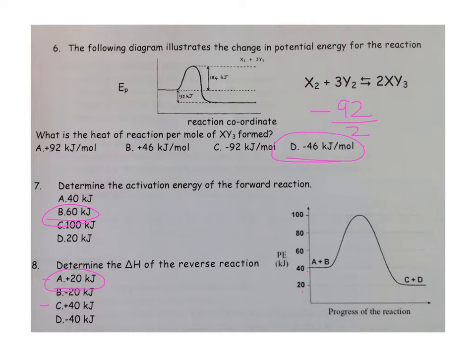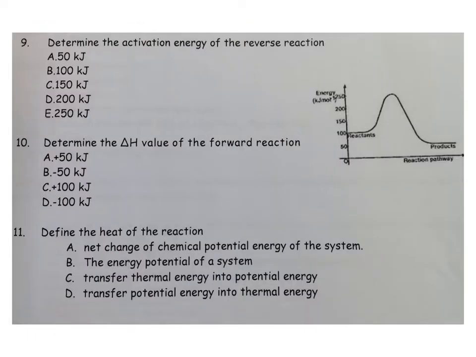The next one, they now want me to determine the activation energy of the reverse reaction. Again, the reverse reaction in this case is endothermic. Activation energy for the reverse reaction is between 50 and 250, so it's going to be 200 kilojoules. Determine the delta H value for the forward reaction. The forward reaction is an exothermic reaction, so I'm going to end up with a negative answer, so it's either B or D. And I am going between 50 and 100, so it's going to be negative 50 kilojoules.